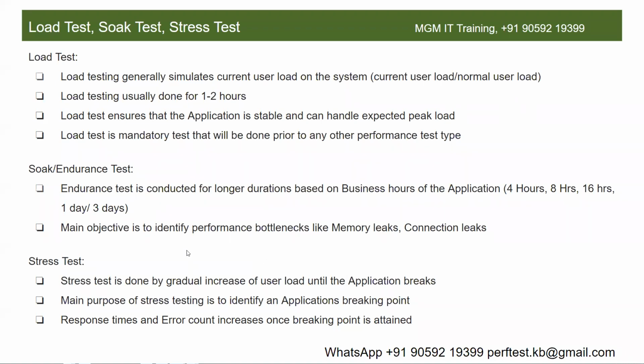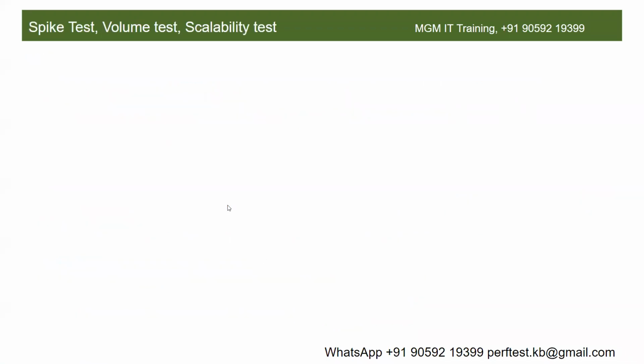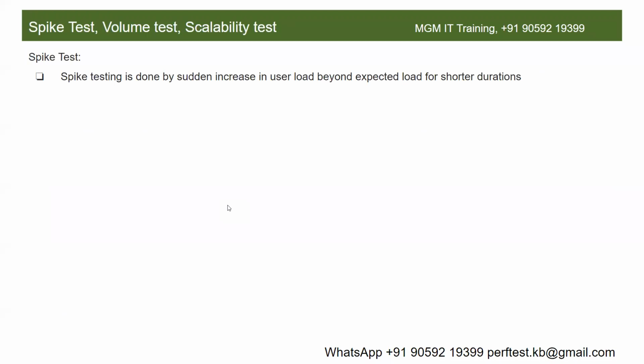Next, the next type of testing is spike test. It is done by a sudden increase in user load beyond the expected load for a shorter duration. Means you will increase the load suddenly and bring it down. You will maintain it for some period, and then bring the user load down. And spike test can be considered as a subset of stress testing.